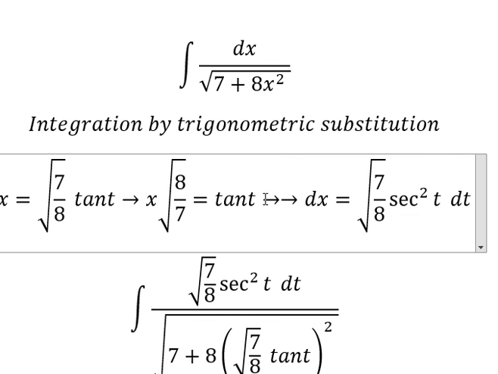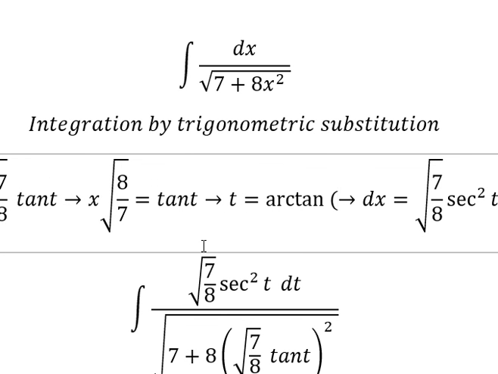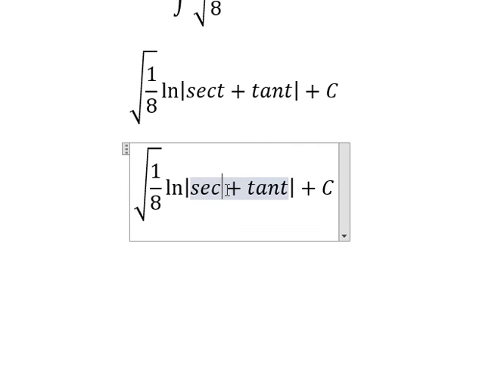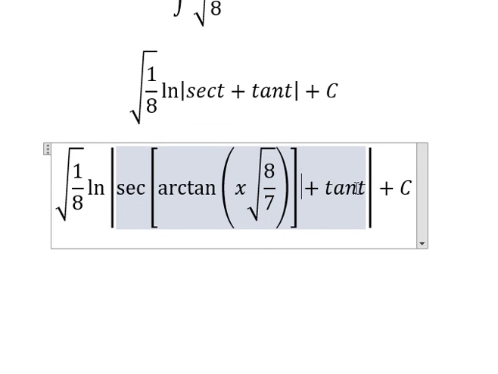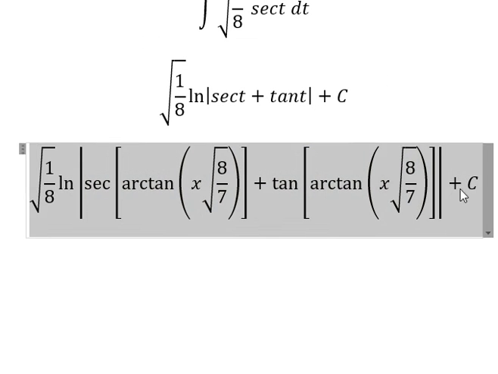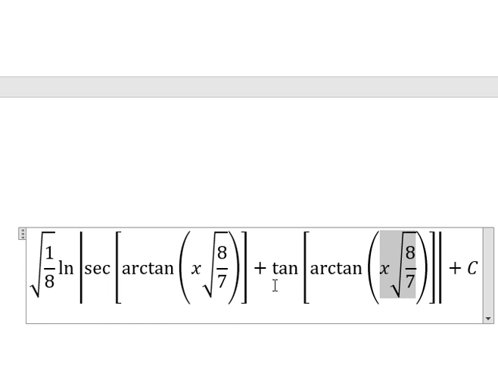Now we can find the value of t. That is t equals tan inverse of this one. So I will put this one in to change for t. We know that tan with tan inverse, you get this one.